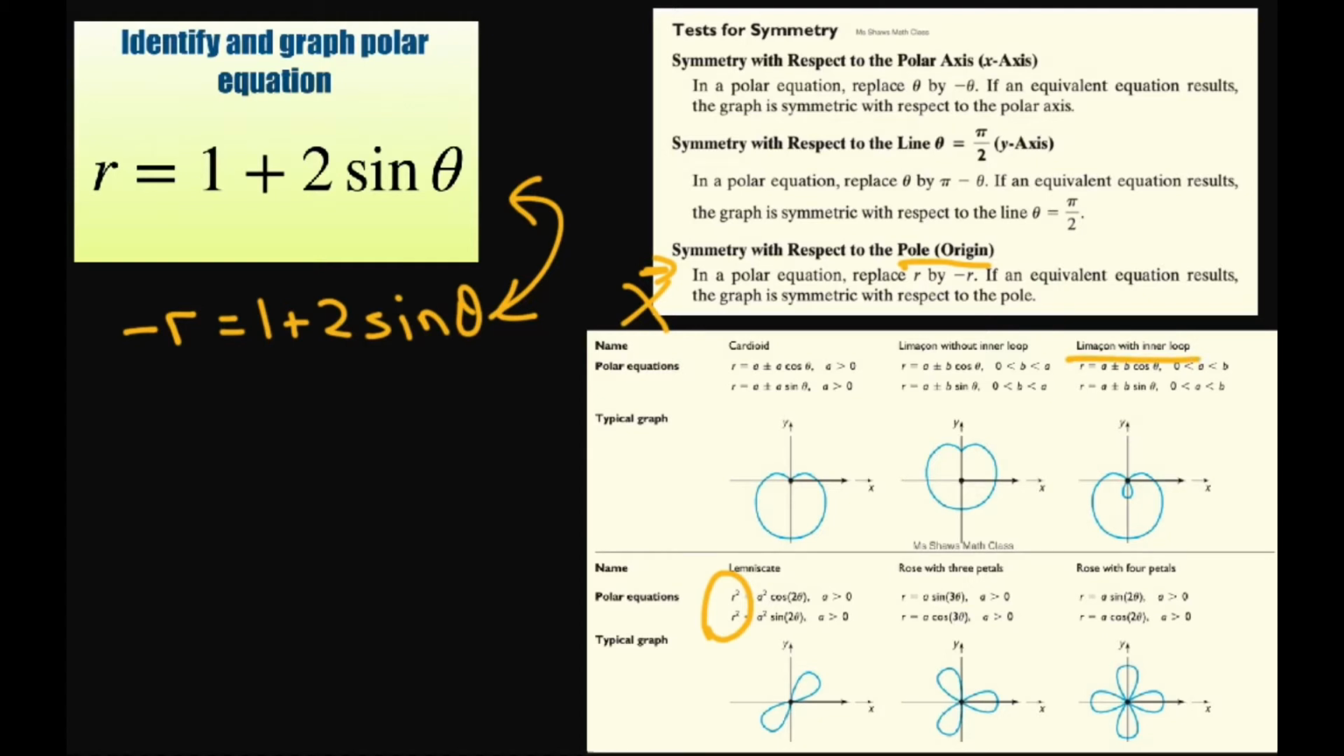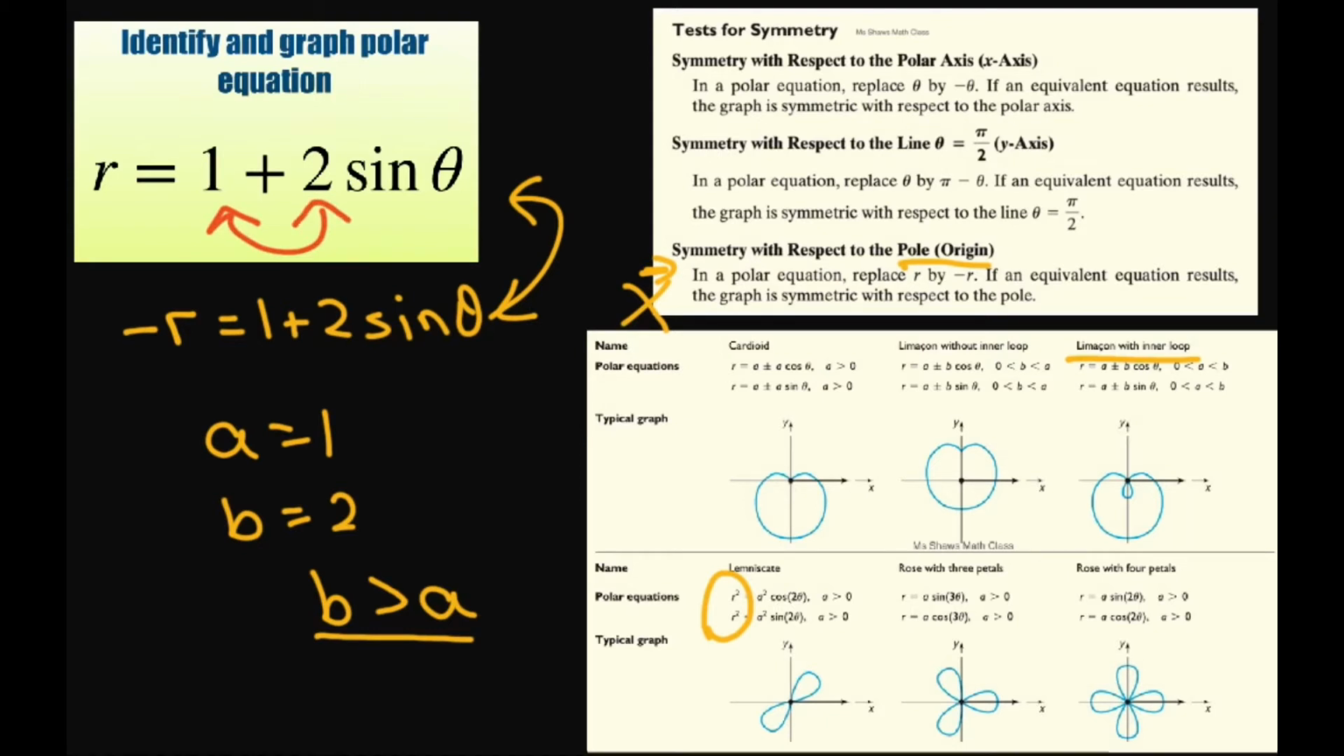It's the inner loop because it has this form where a equals 1 and b equals 2, and b is greater than a. Since b is greater than a, it has an inner loop. If these two were reversed, with 2 plus sine of theta, then it would be without an inner loop. So that gives you an idea that it's going to have some kind of inner loop here, like that. So let's graph it.